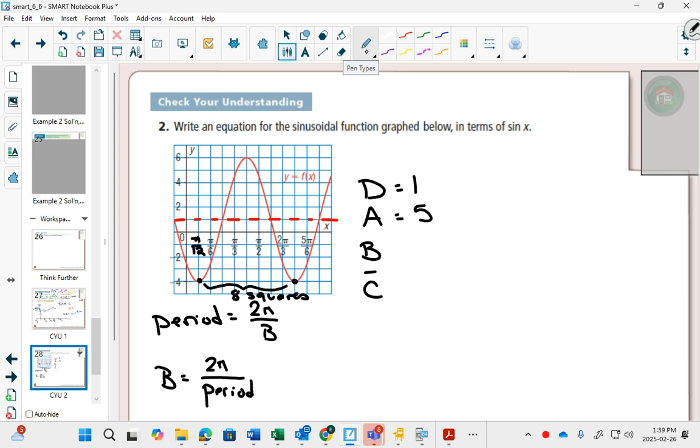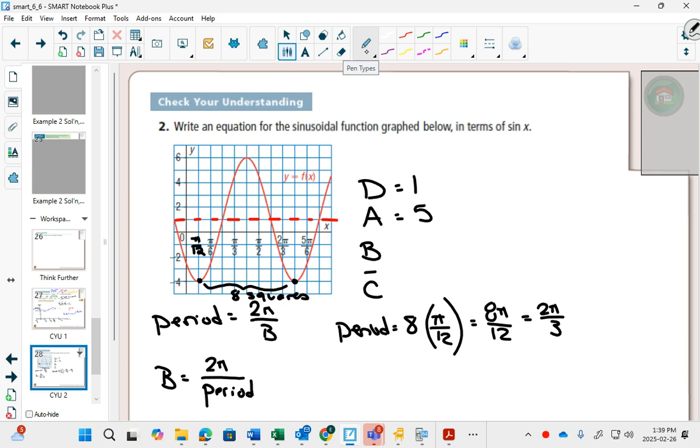So my period is 8 pi over 12, which is the same as 8 pi over 12. And I could reduce that if I wanted to. Okay. We need to figure out our B value. So let's say I reduce it. I get my period is 2 pi over 3.